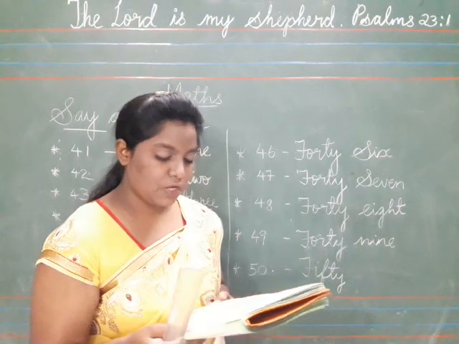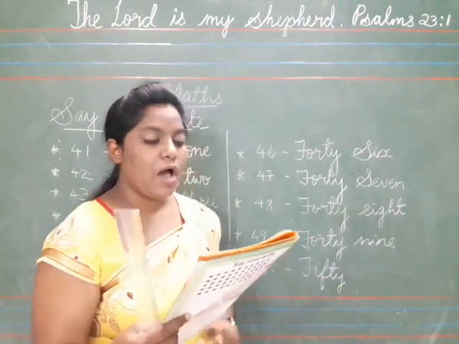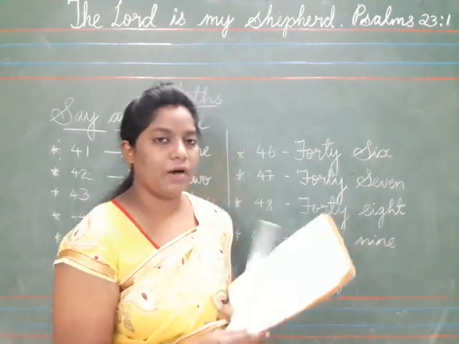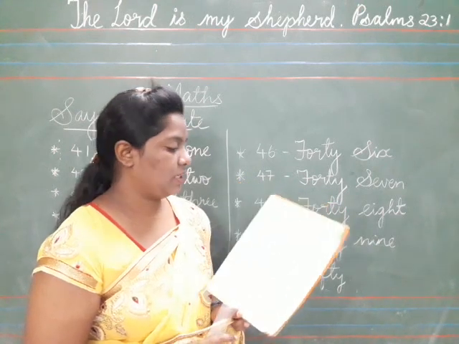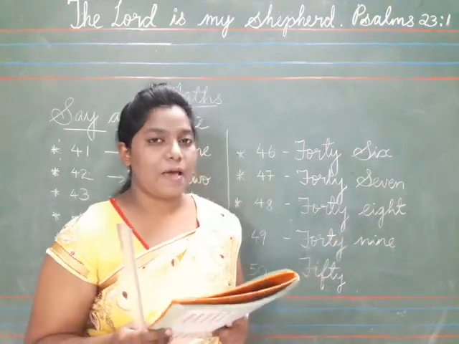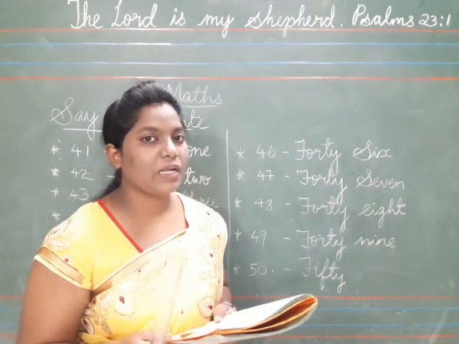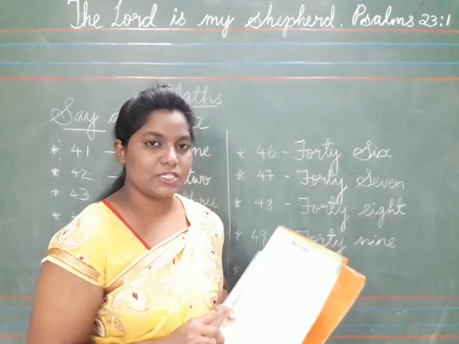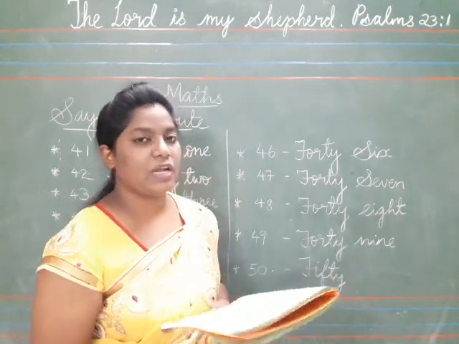After seeing this video, kindly complete these pages. Now we are going to revise. The first thing in page number 53, look at your book. Write the number name. What number have they given first? 49. There are 4 lines next to 49. You should write the number name on that. What is the spelling of 49?